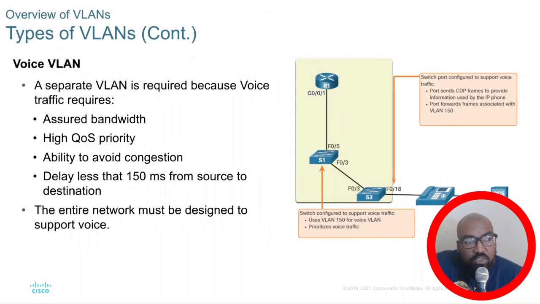So, types of VLANs. We have a voice VLAN, voice virtual local area network. A separate virtual local area network is required because voice traffic requires assured bandwidth, high quality of service priority, and the ability to avoid congestion and delay. Okay, so you can understand voice.